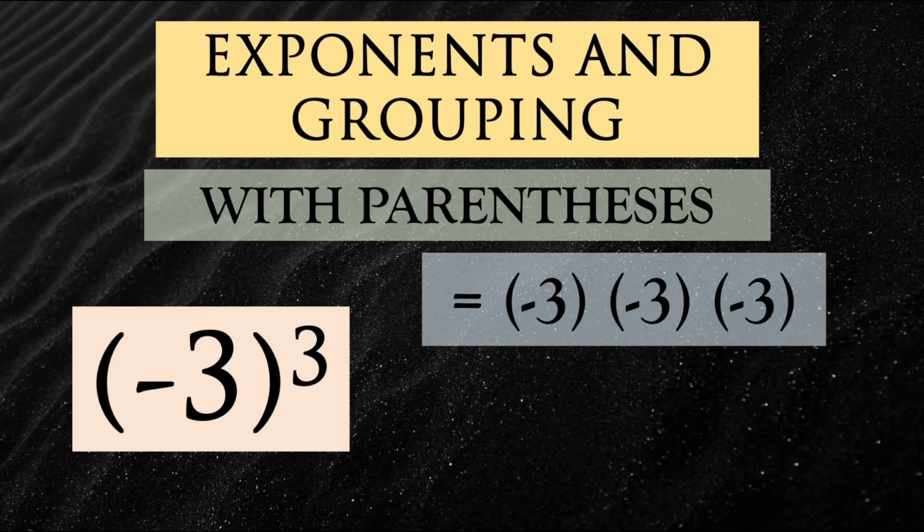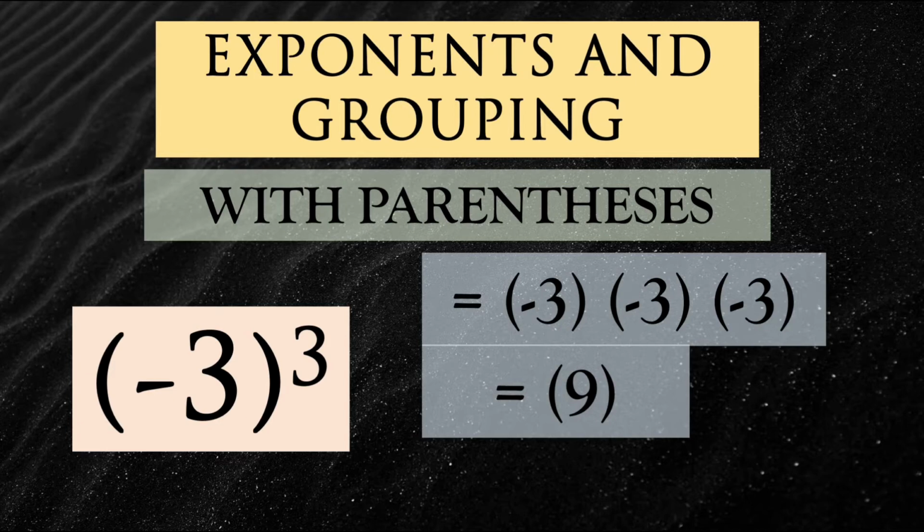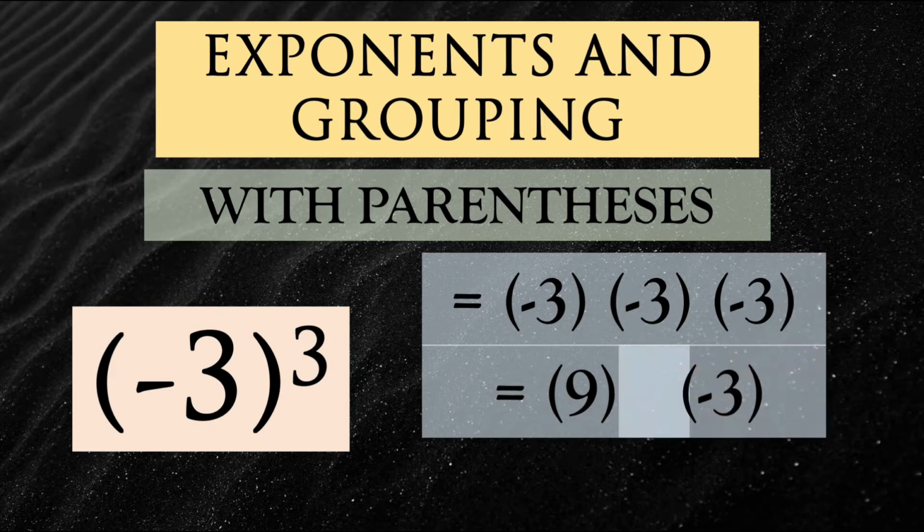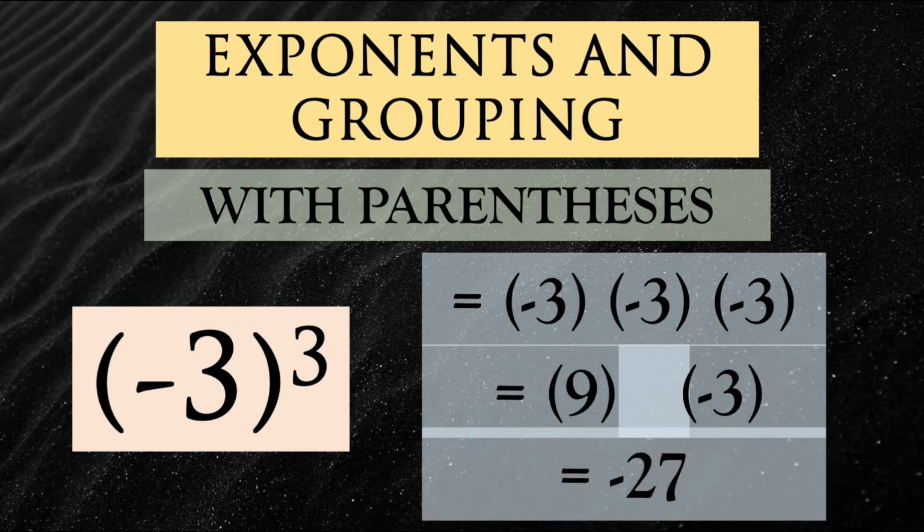Negative 3 times negative 3, you have negative times negative is positive. You have positive 9, and then multiply positive 9 by negative 3. Positive times negative is negative. You have negative 27. So if your base does not have a parenthesis and it's raised to a certain power, you have to multiply it by itself without including the sign.